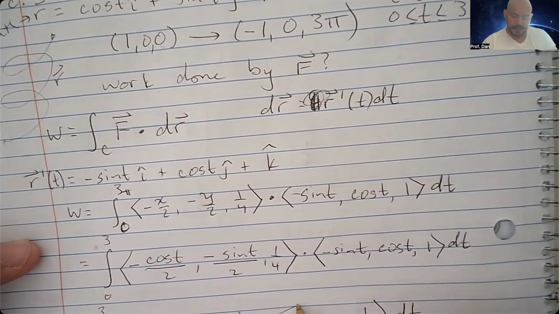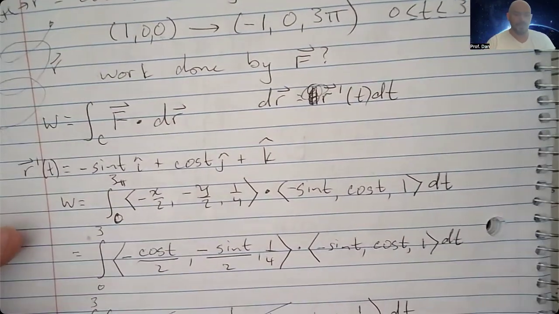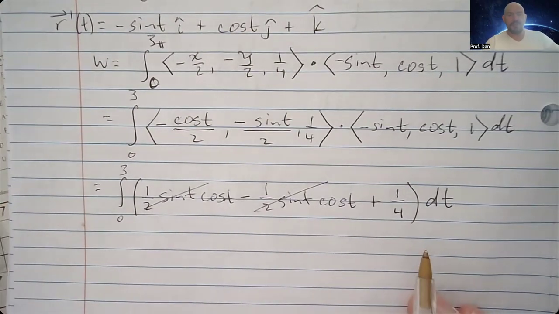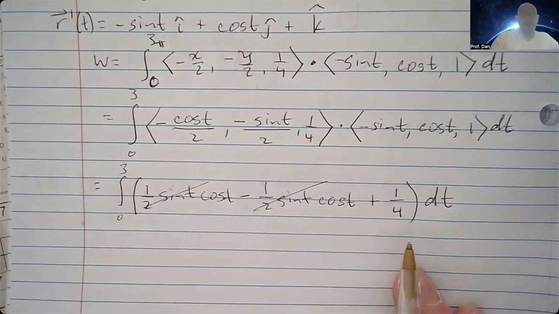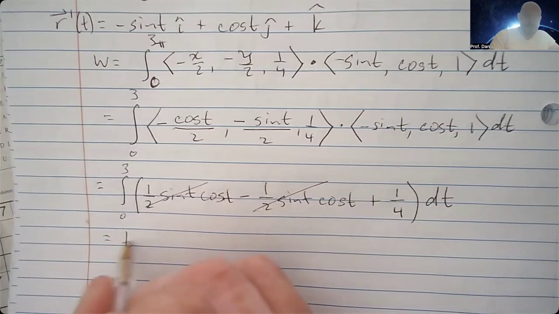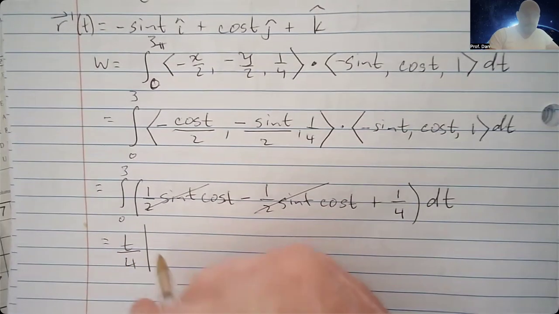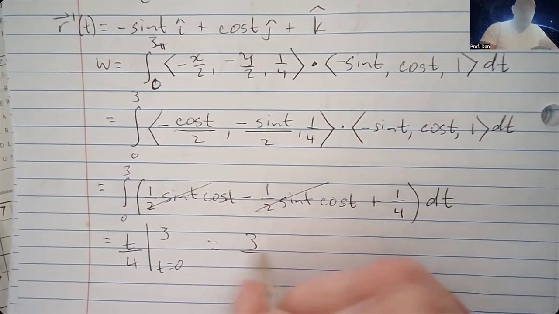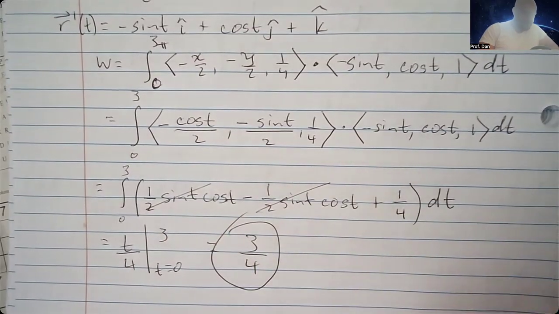So that'll be 0, and we're left with just the integral of 1/4, which would be t over 4, evaluated from t equals 0 to t equals 3. So my answer is 3/4.